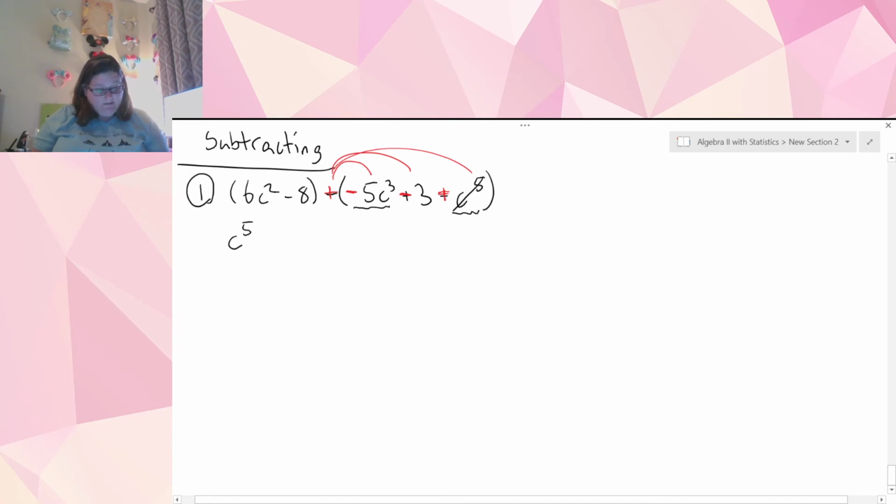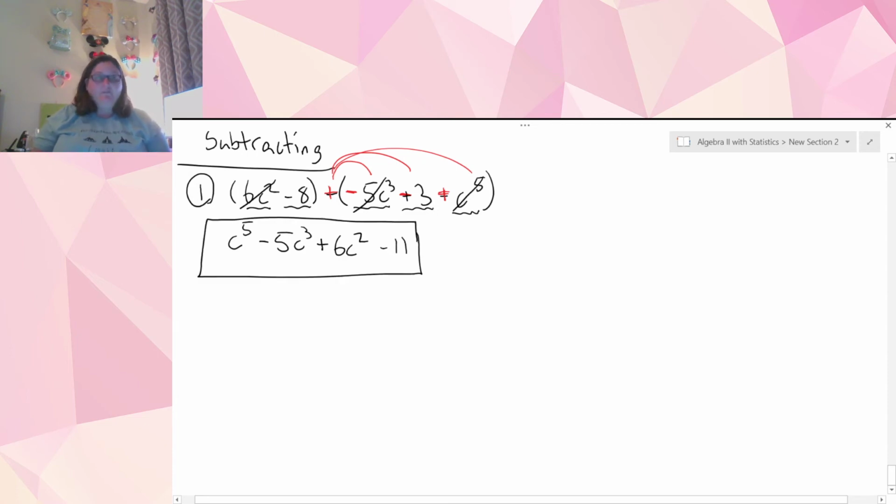My next highest degree is c to the third. So I have minus 5c to the third. Next highest degree is c to the second, and it's positive 6, so I write plus 6c to the second. And then last I have negative 8, and remember we changed this to negative 3. So negative 8 and negative 3 is negative 11. So that is the simplified version of that polynomial.